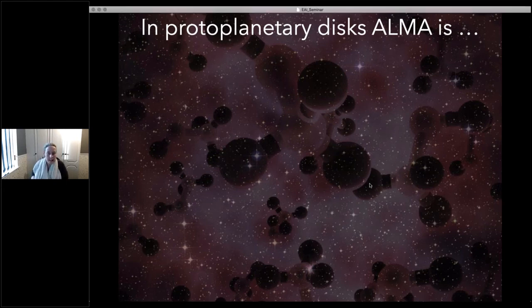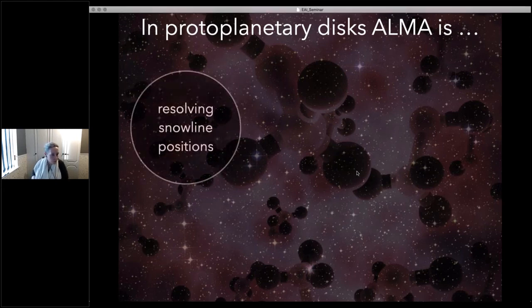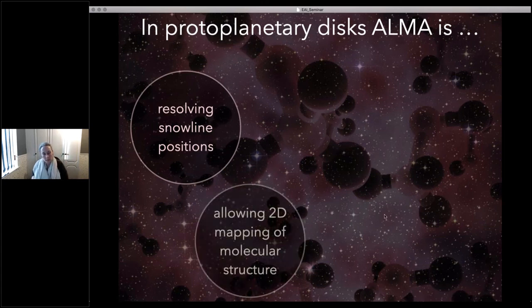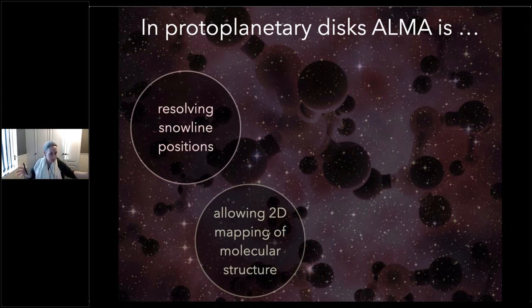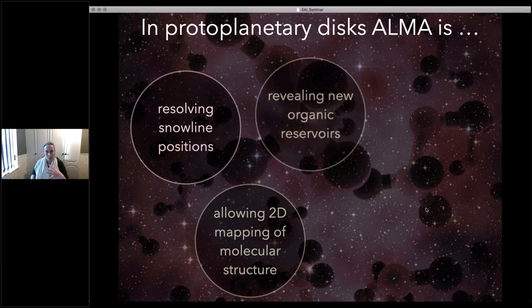So just to summarize, in disks with ALMA, we're starting to resolve snowline positions. So we're really starting to put our solar system in context with where its snowline positions were relative to disks in other planet-forming environments. I didn't show you this, but we can now actually use that excitation information, also the radially resolved emission, to start to empirically derive 2D distributions of molecular structure in protoplanetary disks as well.